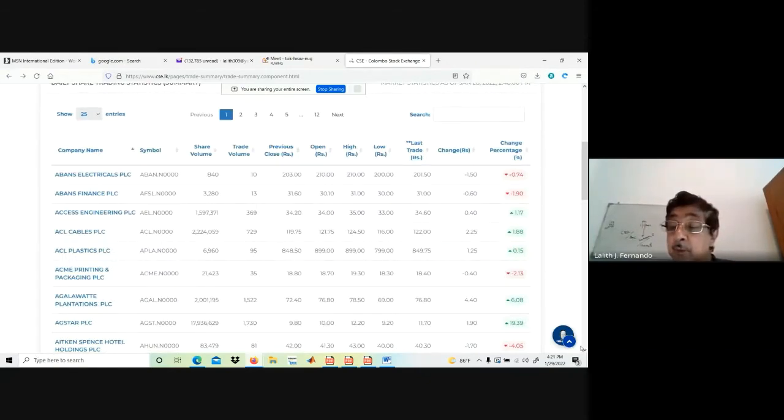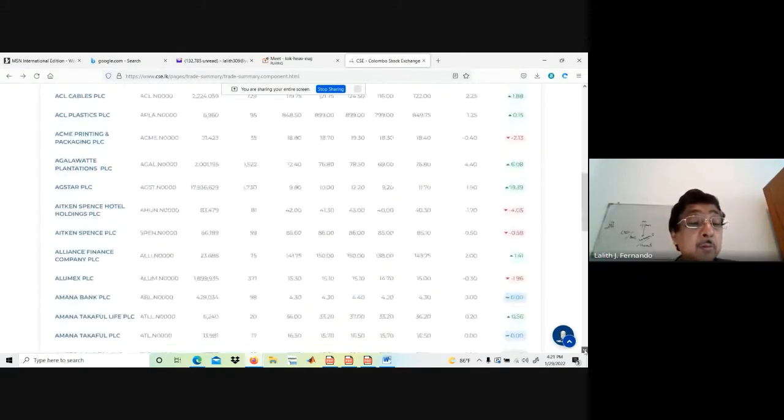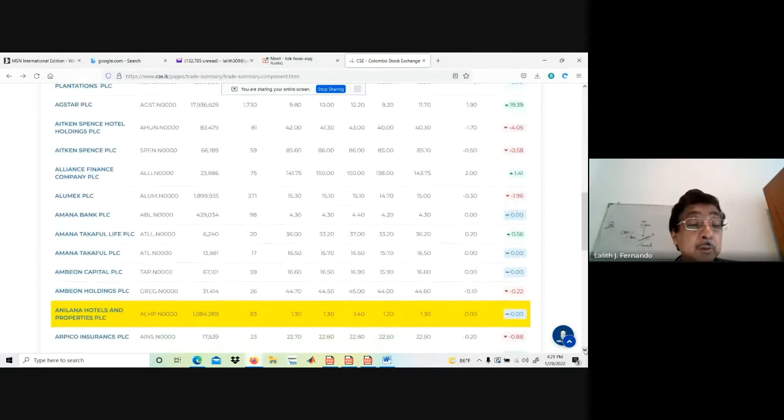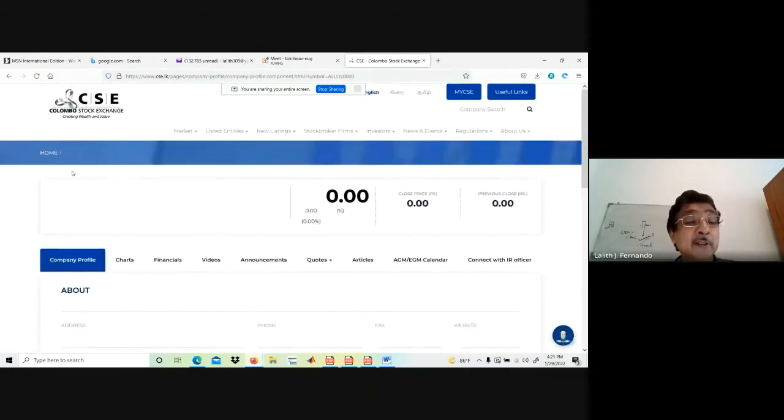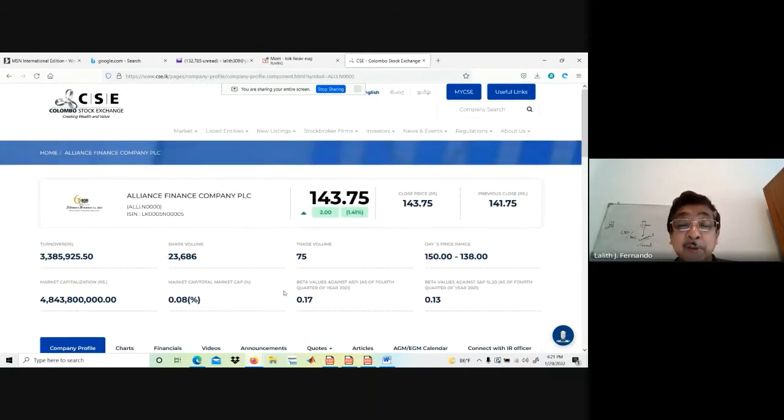Say, now we can go for Amana Bank, Alumex, Alliance Finance. So we can just go and check Alliance Finance. Yes, they also have a low volume of trade. Even the turnover is 3 million. Market capitalization is only 0.08. And the beta values are 0.17 and 0.13.